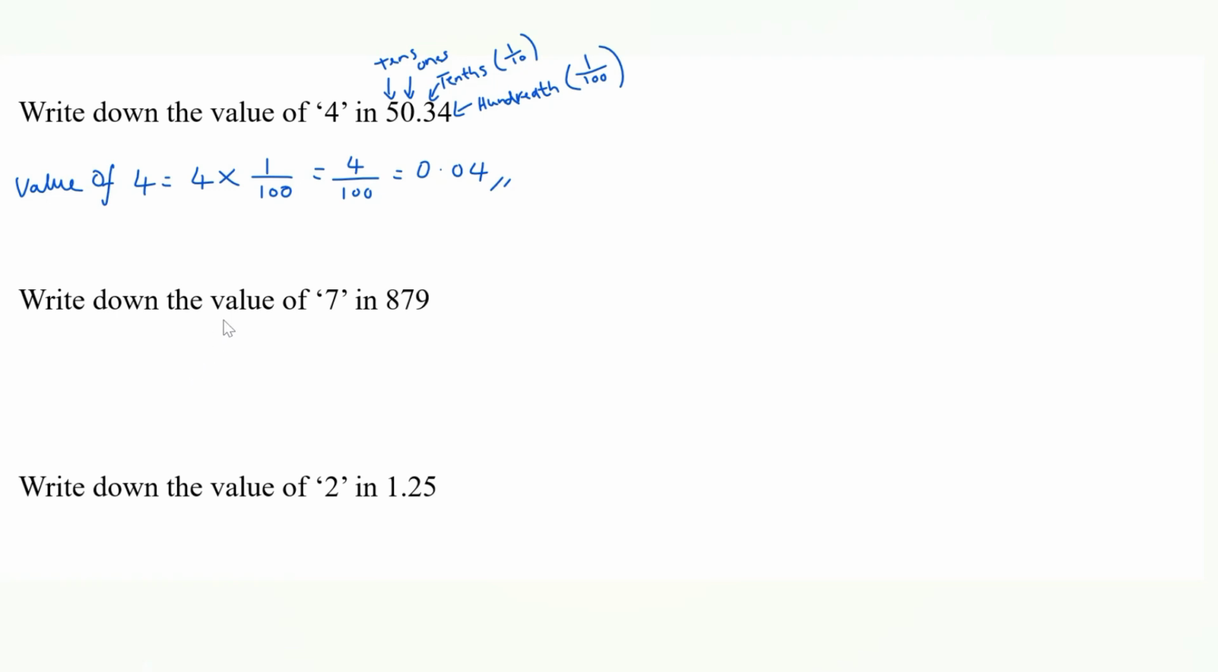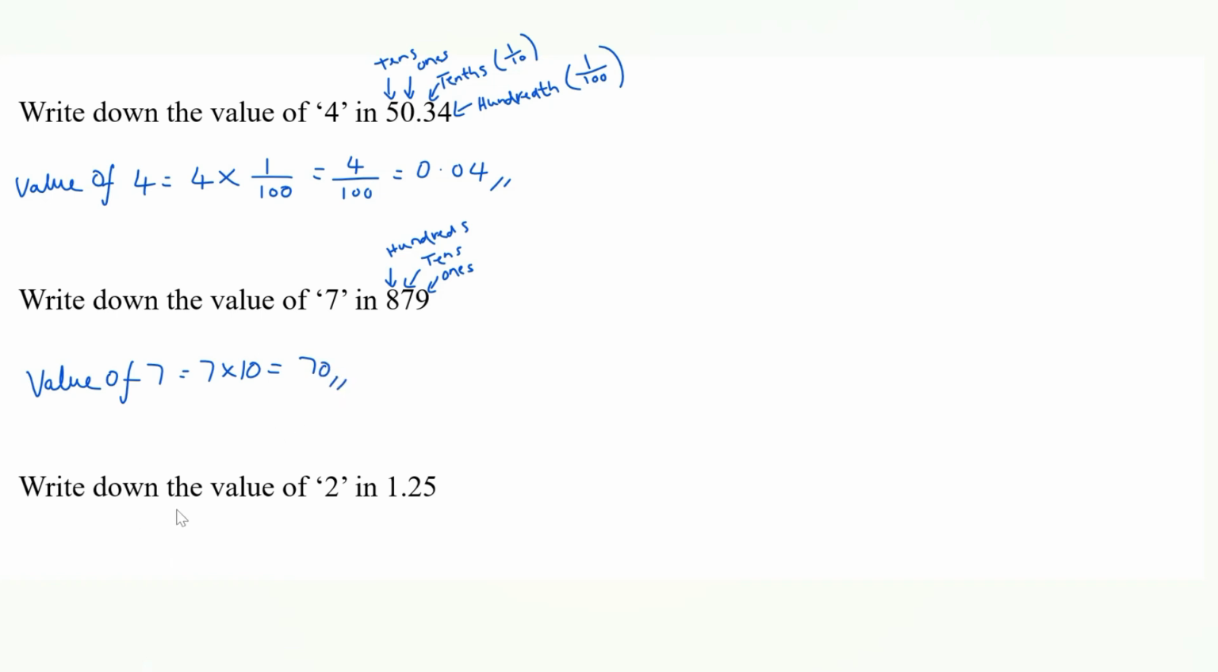For the second question, we need to write down the value of 7 in the number 879. So again, if we just label these digits, value of 7 will be 7 multiplied by 10, which gives us an answer of 70.